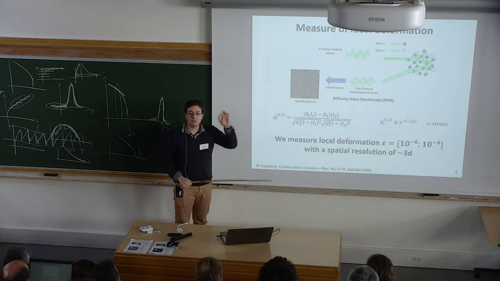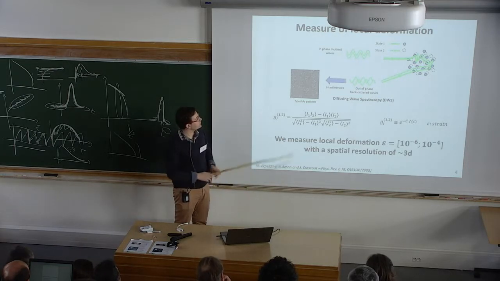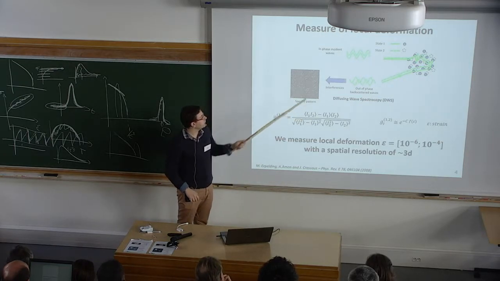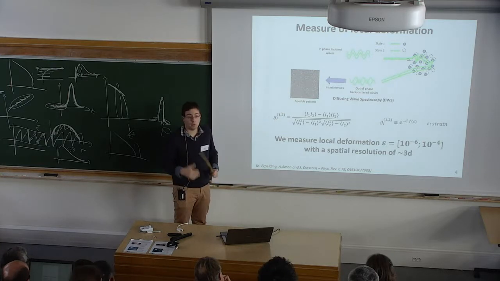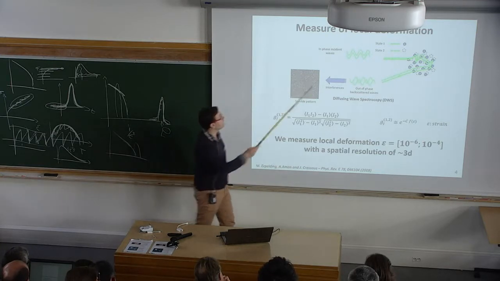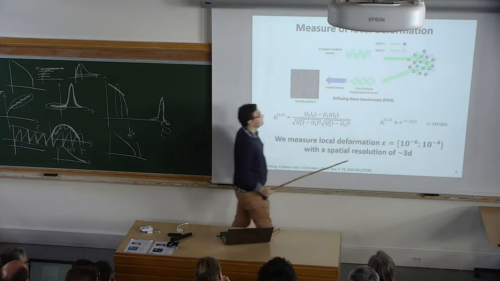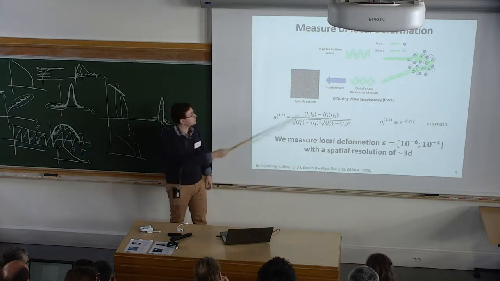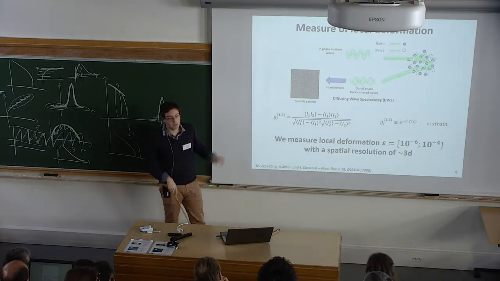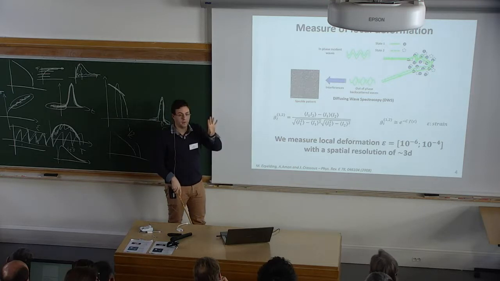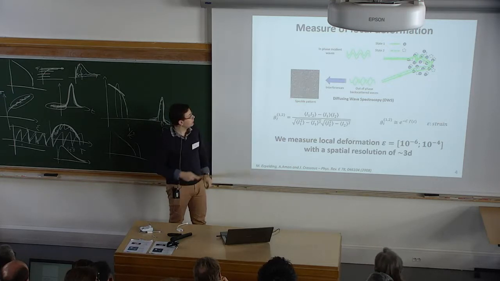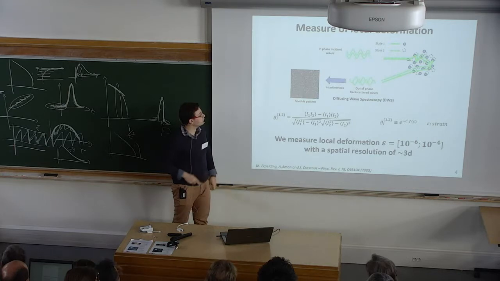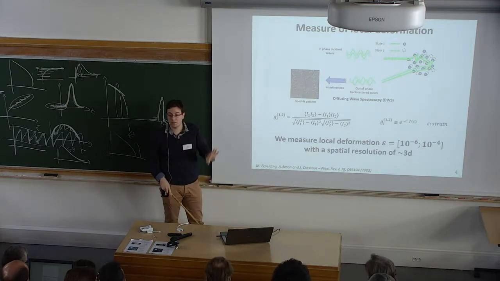So in fact, we illuminate our sample with a laser, and we collect the backscattered light. This is a speckle pattern. When beads are moving, the path followed by the light is slightly modified, and as a result, the speckle pattern is modified too. So we can see how modifications occur by computing the correlation between two successive speckle images.